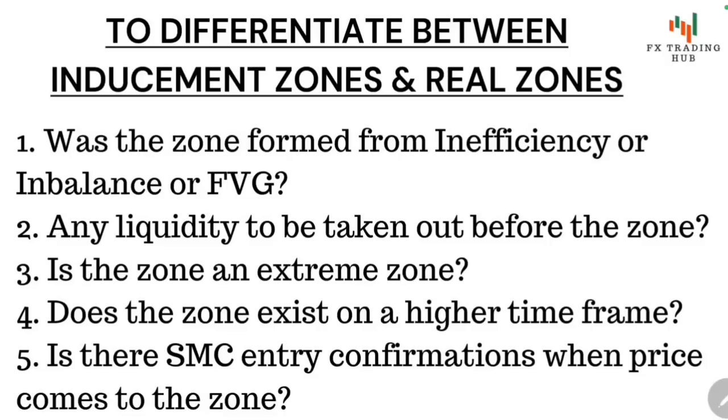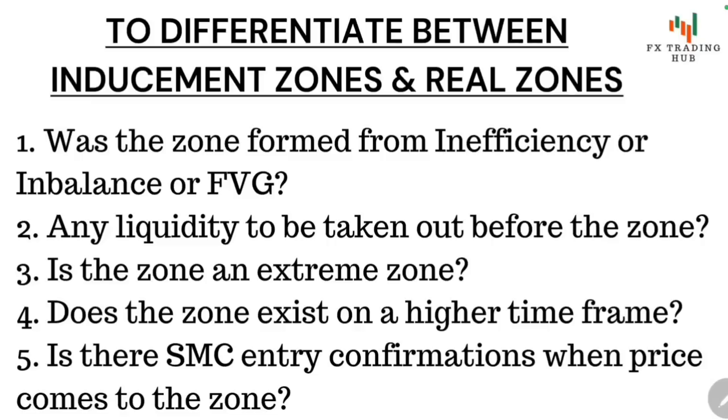Okay, there are 5 criteria that you need to look at. If you follow these 5 criteria, your win rate will drastically skyrocket when trading demand and supply zones and order blocks. They help you to differentiate between inducement zones and real zones. The first one is: was the zone formed from inefficiency or imbalance? I'm going to show you soon in the chart. Zones that are formed from imbalance or inefficiency, what you call the FVG, have a higher probability.